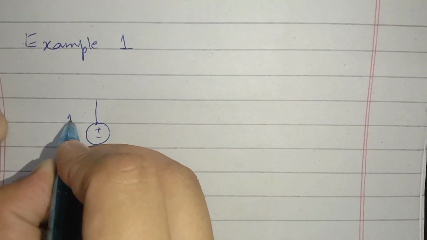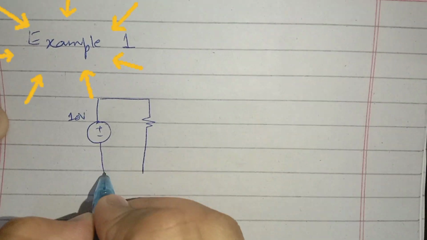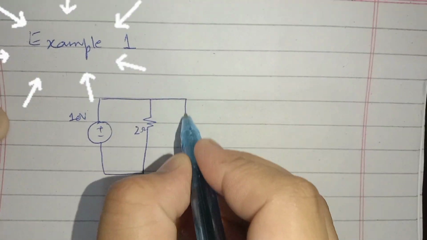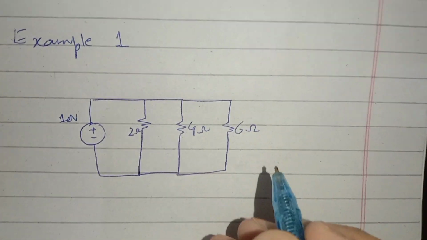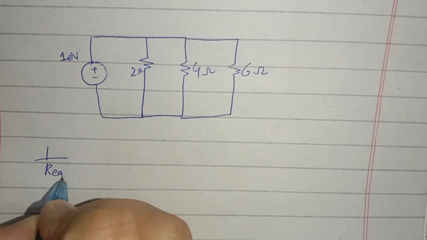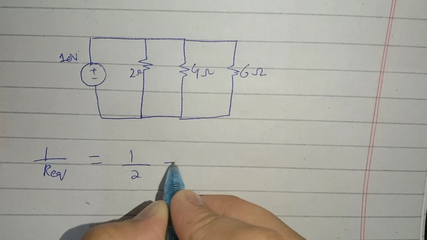In our first example, let us say 2 ohm, 4 ohm and 6 ohm resistors are connected in parallel with a voltage source of 10 volts. We know the formula to calculate R equivalent for parallel resistors is 1 over R equivalent is equal to 1 over R1 plus 1 over R2 plus 1 over R3.